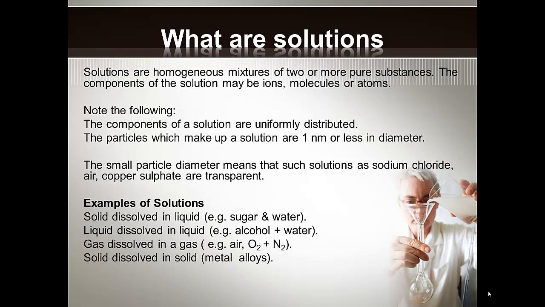Let's look at some examples of solutions. We could have a solid dissolved in a liquid, so for example, sugar and water. We could have a liquid dissolved in a liquid, so alcohol and water. We could have a gas dissolved in a gas, so we could have the air that we're breathing, which is mostly oxygen and nitrogen. So what is air mostly made out of? It's mostly made out of nitrogen. And a solid dissolved in a solid could be something like metal alloys.